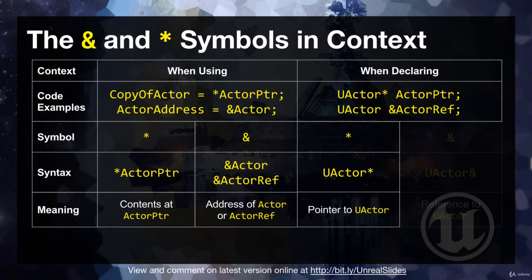It's often helpful to read these types backward. So it would be star uActor, pointer to uActor. And similarly, the ampersand goes after this type, but this time it means a reference to uActor. So all the differences about pointer versus reference, this is where they come into play when you're defining the type of a new variable.